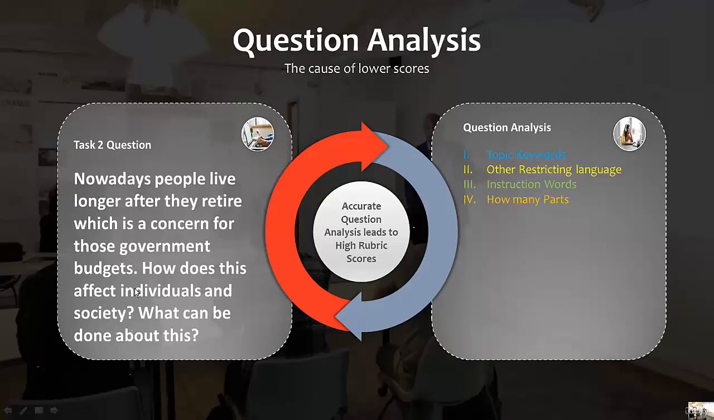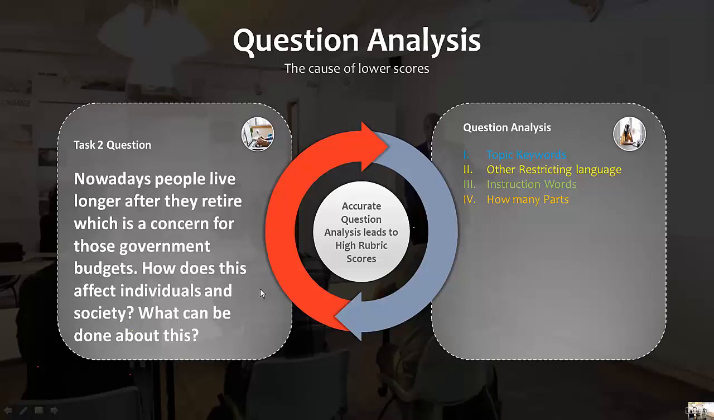How does this affect individuals in society? What can be done about this? Like I said, there's a word missing between those and government, should be managed. Nowadays, people live longer after they retire, which is a concern for those who manage government budgets. How does this affect individuals in society? What can be done about this?